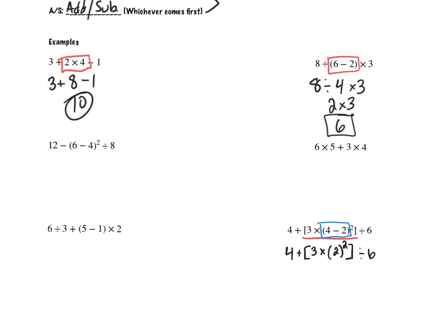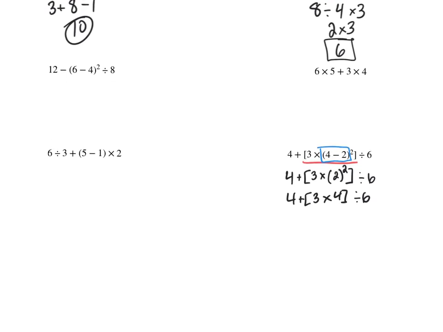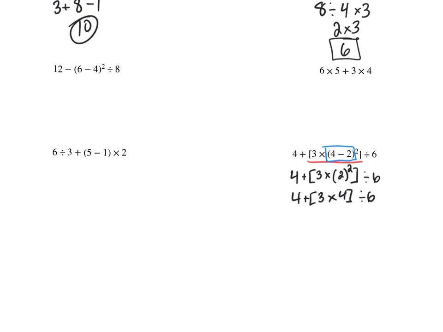Right, so basically I'm just working inside those brackets first. And then, like Chris said, I've got to do the exponent. So I'm going to keep the other stuff the same. 2 squared is 4. I should probably write this down. All right, so now what's 3 times 4? 12. So my 4 plus 12 divided by 6.